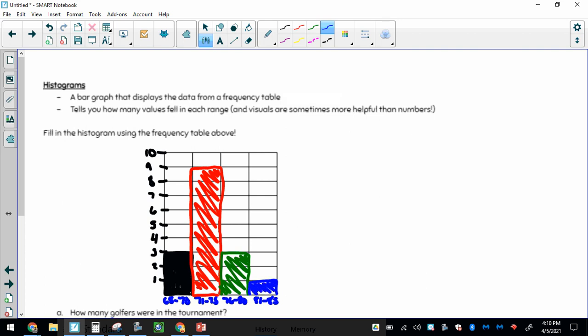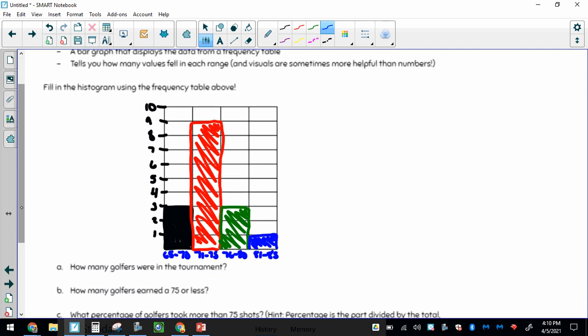Right? So this is another way of representing a frequency table. And as you can tell, the visuals are usually a lot more striking. You can really tell that most of the scores are in this red bar here. All right, so when it asks how many golfers were in the tournament, well, I know 3 people scored in this range, plus another 9, plus another 3, plus another 1. So that's going to be a total of 16 people.